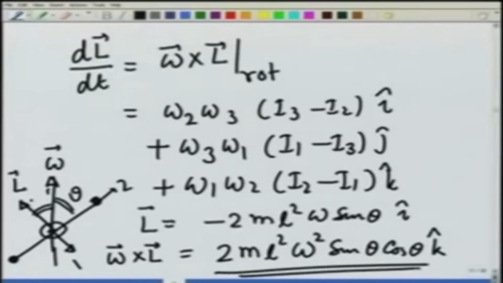Do we get the same answer from this? Of course. You can see omega 3 is 0. So, the first term and the second term are going to give me 0. The third term gives me omega 1 times omega 2 times I 2 minus I 1. I 2 is 0, so it comes out to be I 1, which is 2 m L square with a minus sign, times omega 1. Omega 1 is minus omega cosine theta, so that comes out to be omega cosine theta. Omega 2 is omega sine theta, another omega sine theta, and the answer.